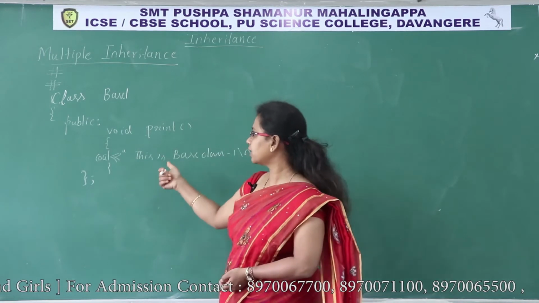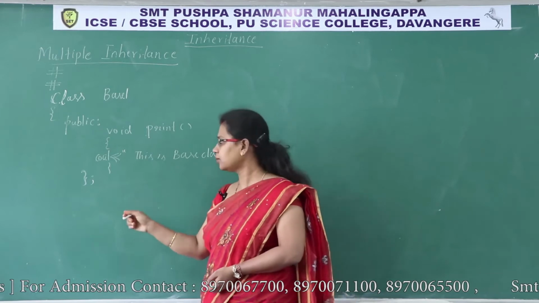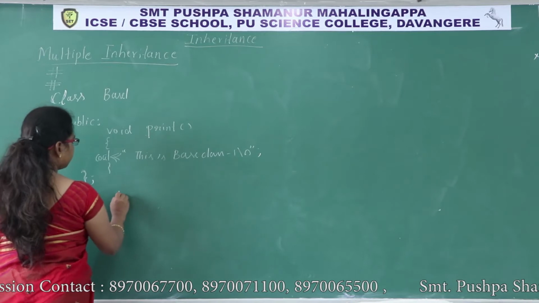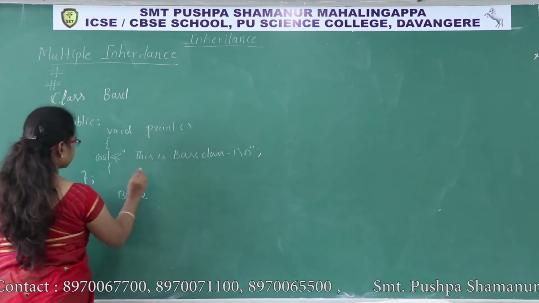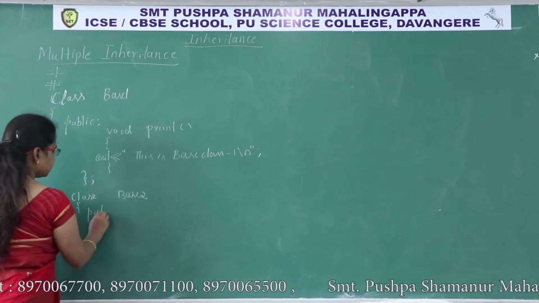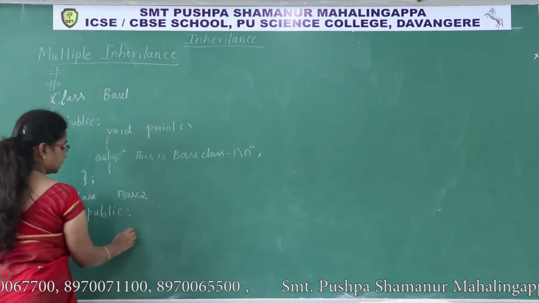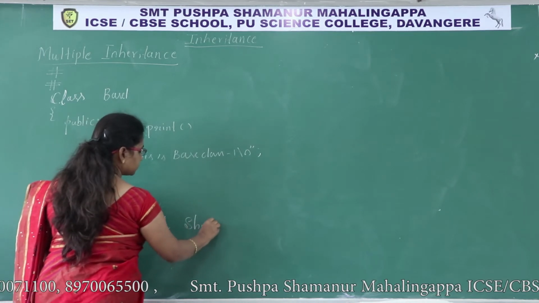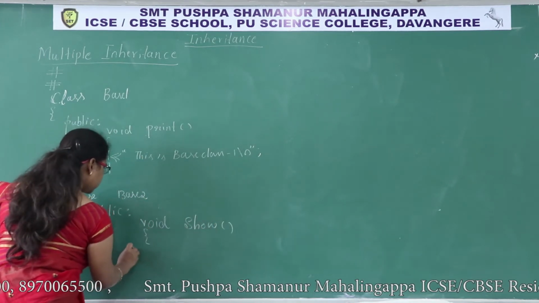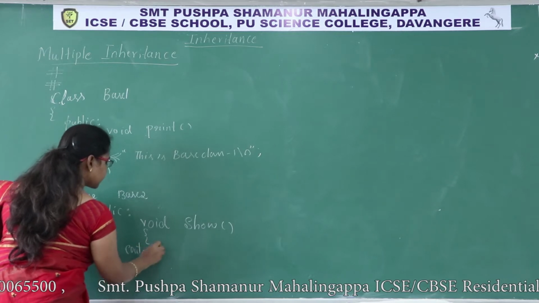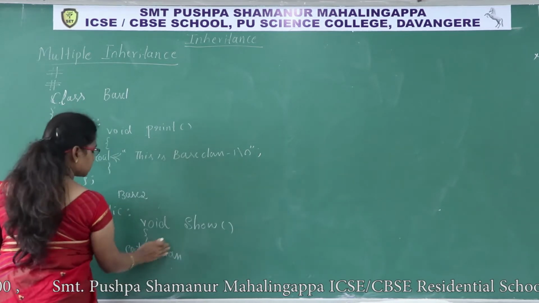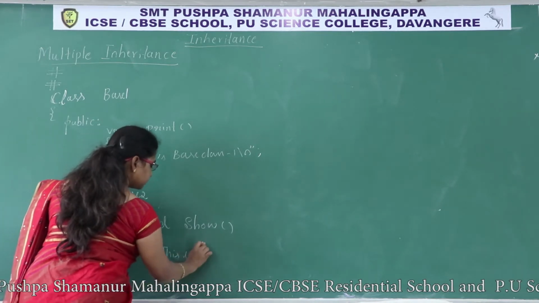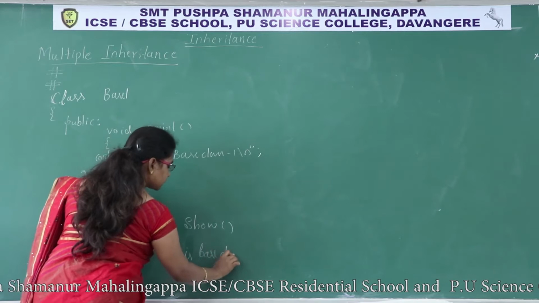So I have taken one base class, its name is base1. Another base class I'll take, class base2. In the public section, void show, cout "this is base class 2".